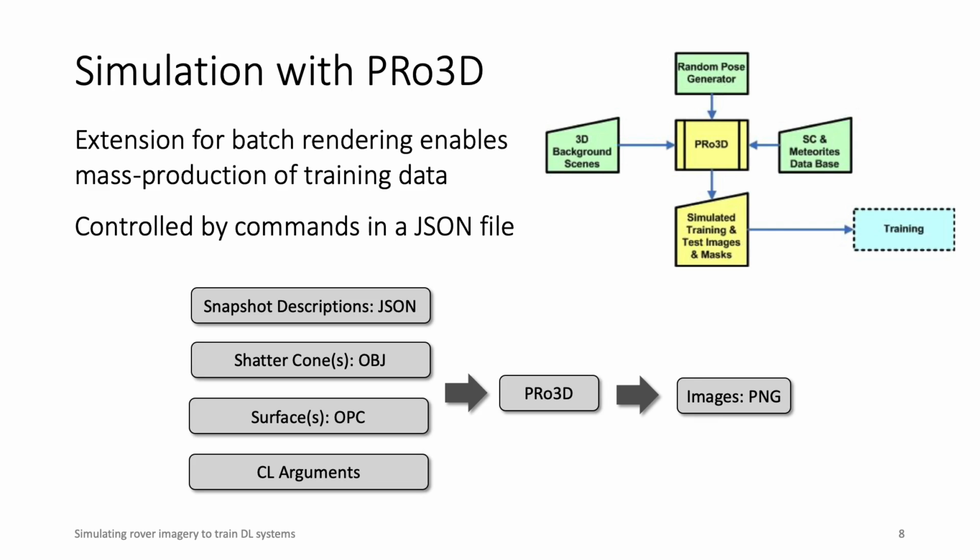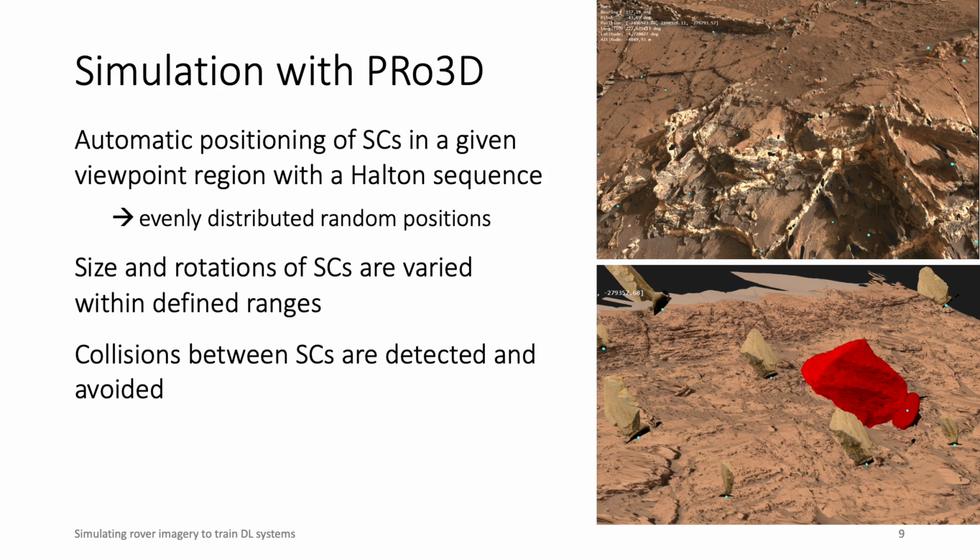Ordered point clouds are a hierarchical data structure used by Pro3D to visualize large geospatial datasets. After loading the background scene, shatter cones are placed into the given viewpoint region by a Halton sequence. Positions are shown as cyan dots in the pictures on the right-hand side. This guarantees an even spatial distribution over the surface.